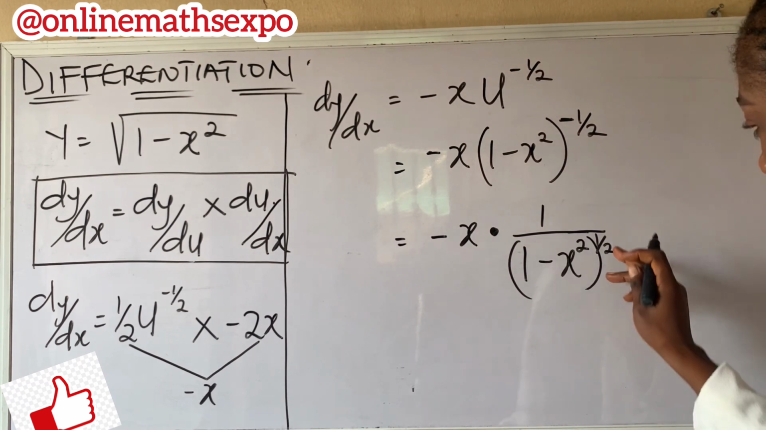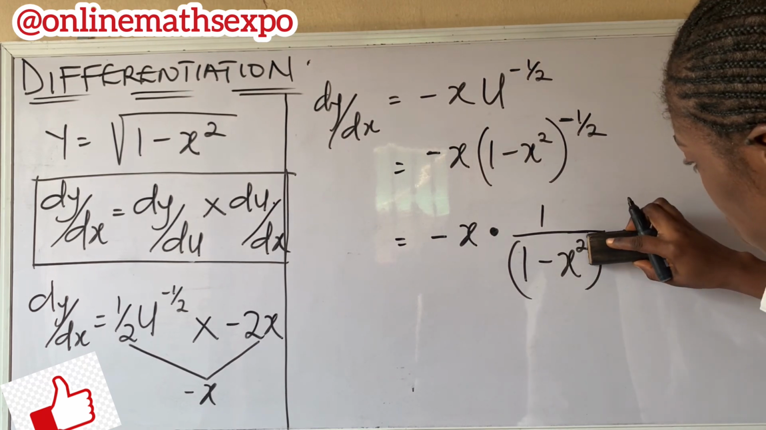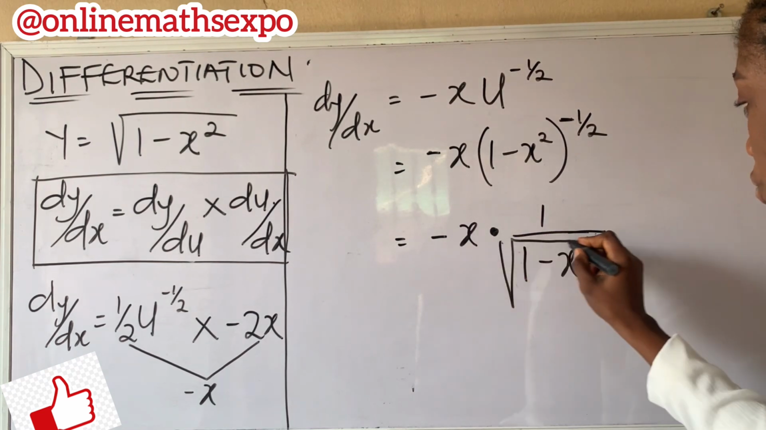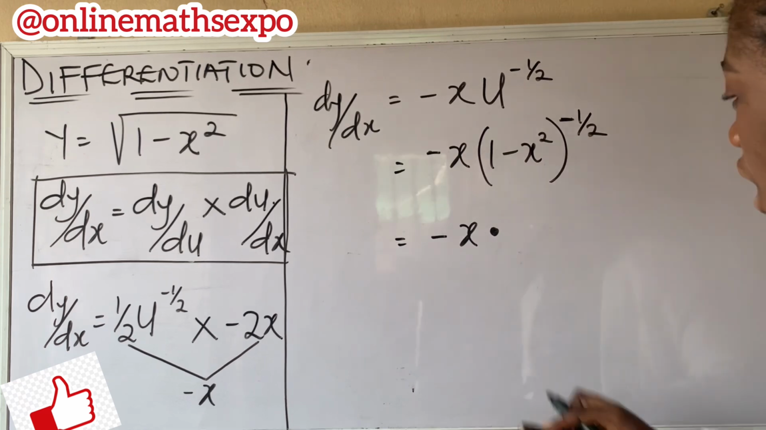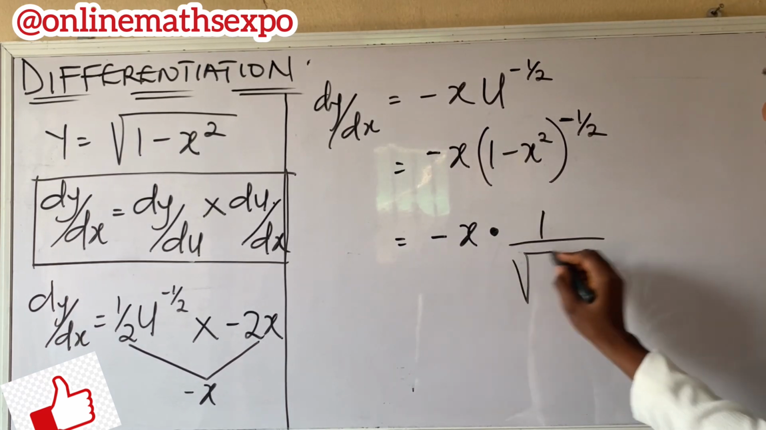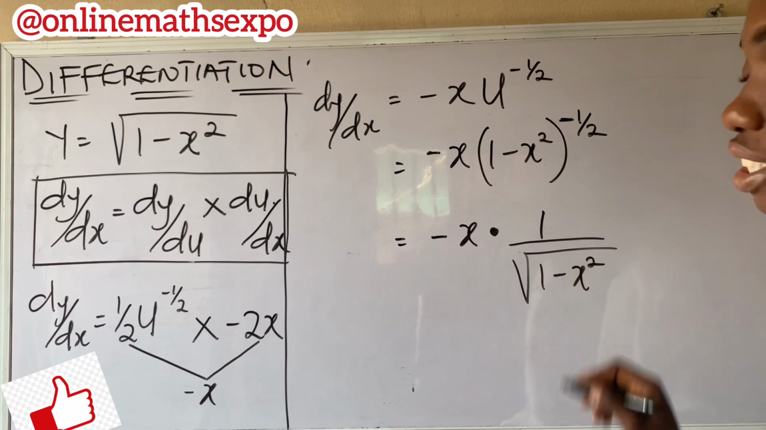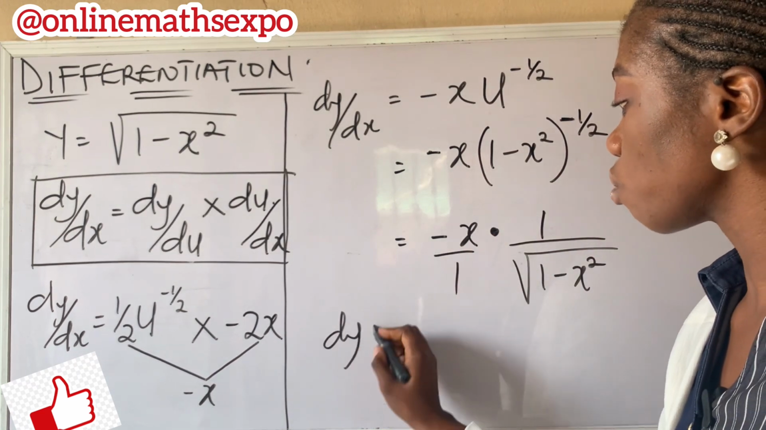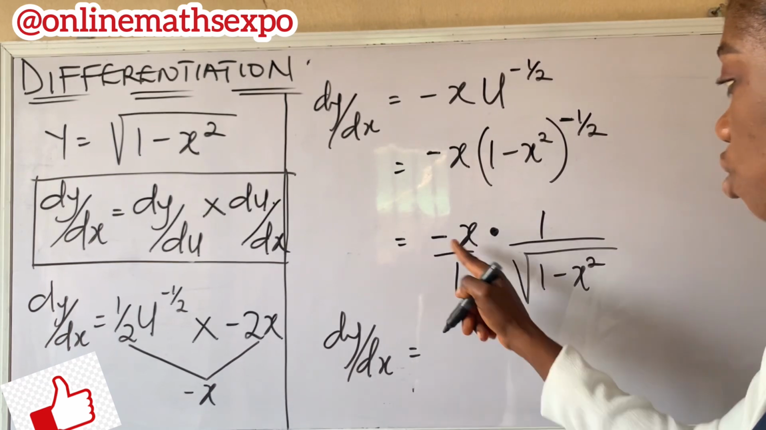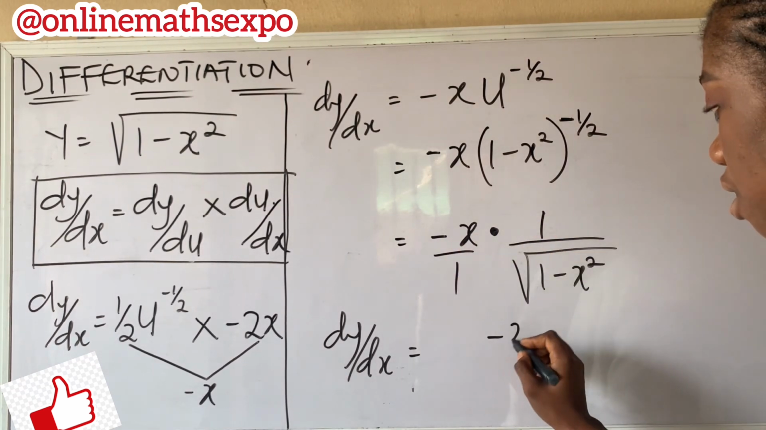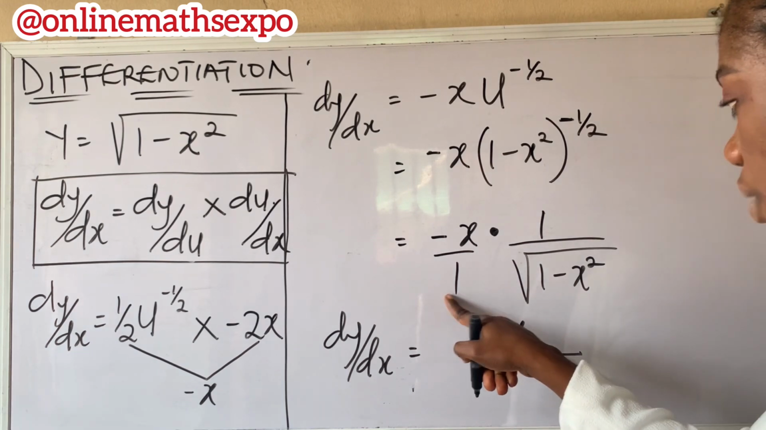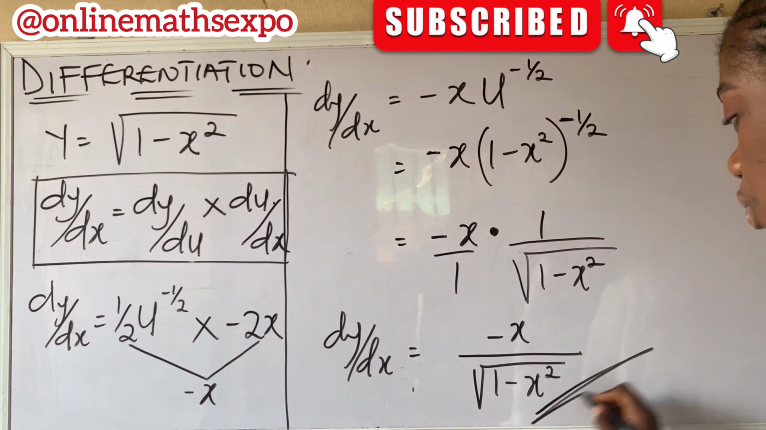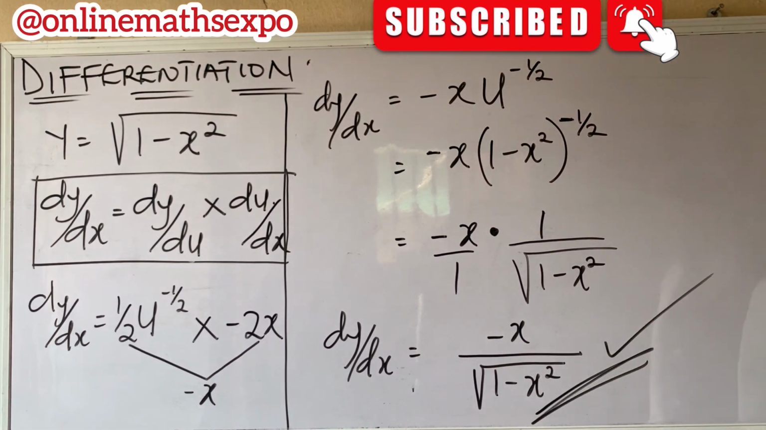And you know that for it to be raised to the power of half, as we have said earlier, is the same thing as what? Root of this. So this is what we're having now: 1 over square root of 1 minus x squared. So if you simplify further, dy dx will give us negative x multiplied by this, which is negative x all over square root of 1 minus x squared, and this becomes our solution.